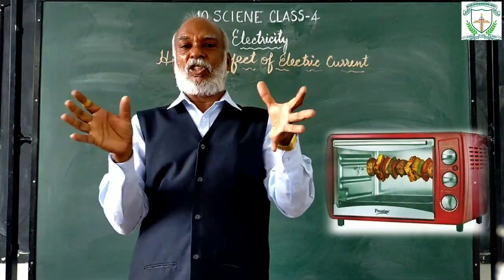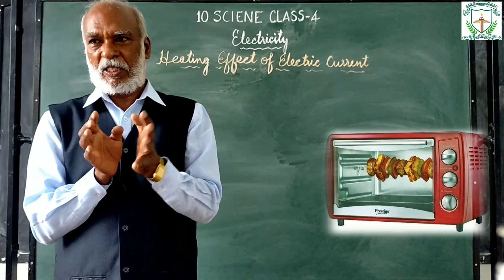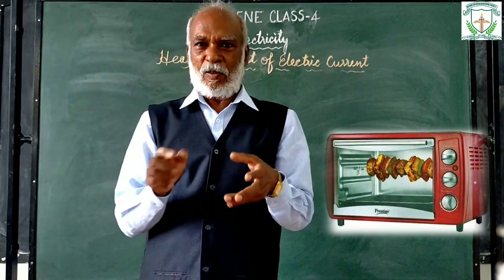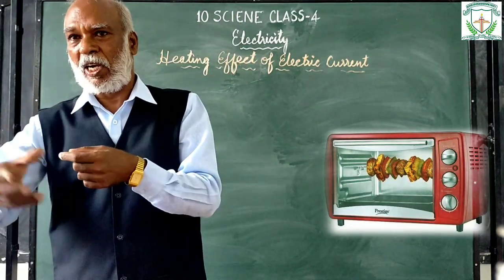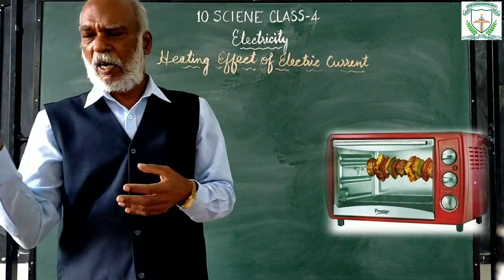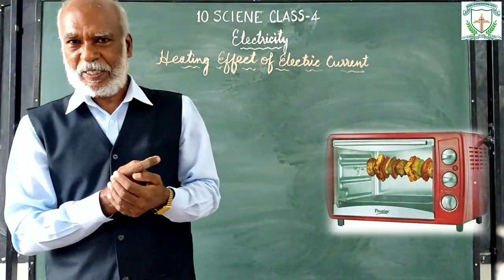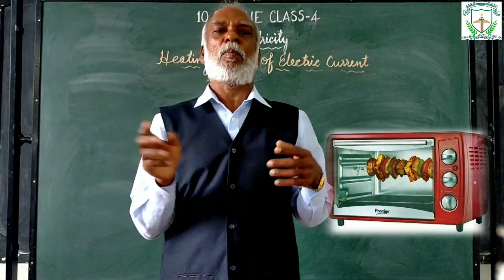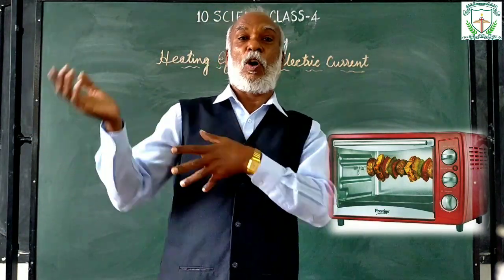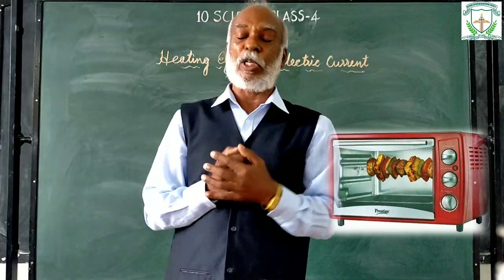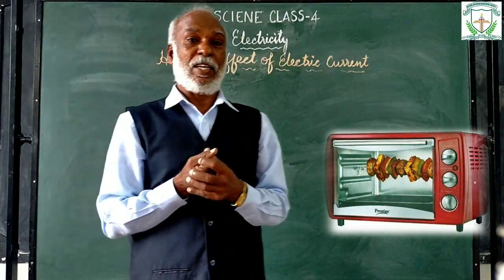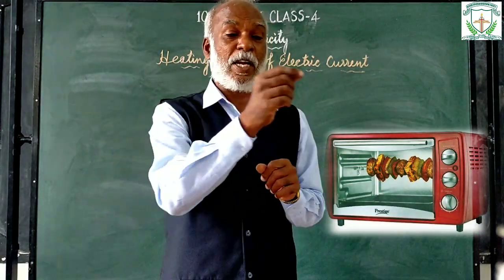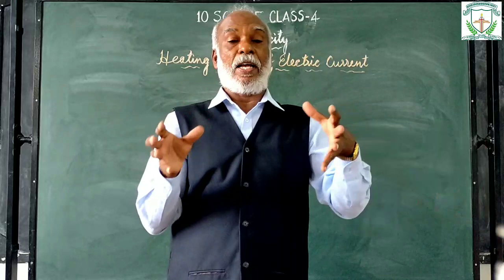Your OTG in the kitchen. OTG means oven cum toaster grill. Oven cum toaster grill for cooking, baking, biscuits, cake and all you use. Nowadays people use even microwave oven. So OTG is the previous one; before the advent of the microwave oven, we were using OTG, oven cum toaster grill. It gets heated when current flows through the heating element of that device.